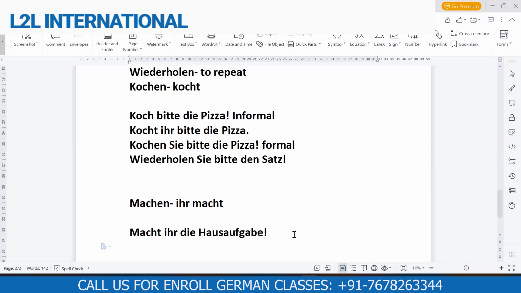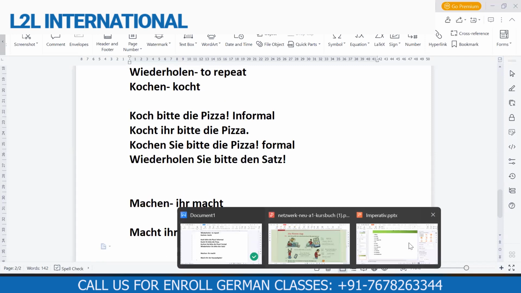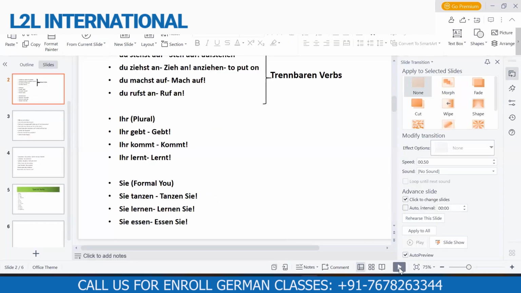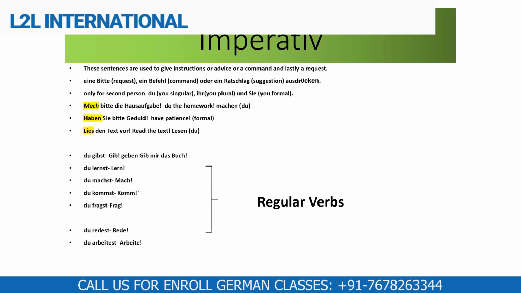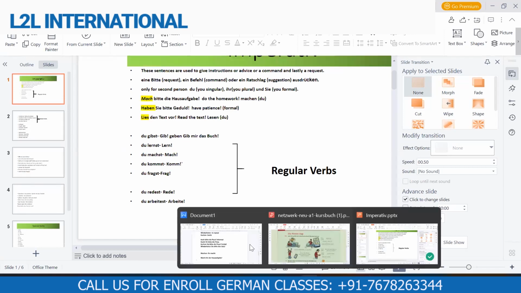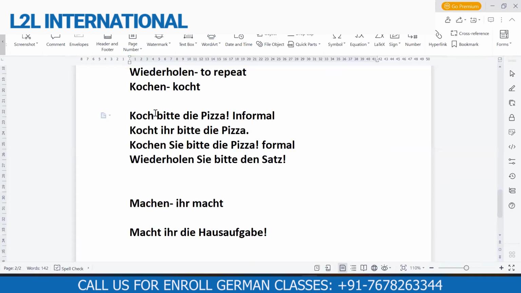So making imperative sentences with ihr plural is very easy. This is what I have written here. You can see the examples: ihr gebt, so gebt, kämmt, lernt. So in some cases, we can also remove the ihr, because if you can see these sentences, when we were making sentences with du, like Sana made, we were not using du: koch bitte die Pizza. We were just writing the verb and then the other part. In ihr, sometimes it can also have ihr. Sometimes it can also be like this: macht die Hausaufgaben.